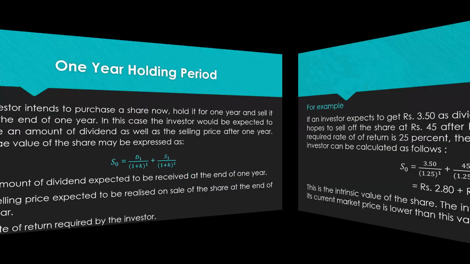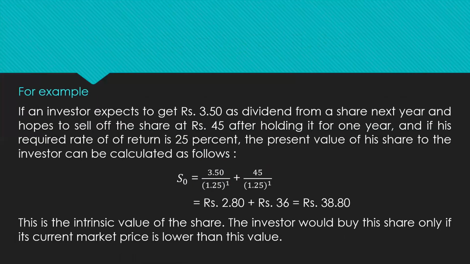Let's look into an example. If an investor expects to get 3.50 as dividend from a share next year and hopes to sell off the share at rupees 45 after holding it for 1 year, and if his required rate of return is 25%, the present value of a share to the investor can be calculated as follows. We just need to take into consideration 3 facts from this question. What is D1? That is the dividend you are going to receive at the end of this year, which is 3.50. Now we need the value of S1. For how much is he going to sell the share at the end of the year? That is rupees 45. Now what is the K value? That is the required rate of return, which is 25%.